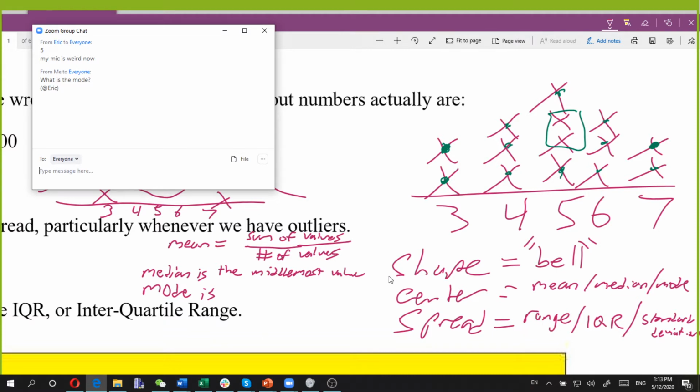Kyle, what is range? Okay, range is the largest minus smallest value. Okay, mode is 5, you're right. Can you give me a general definition for mode? Or tell me how to find it. Okay, Nikita, while he's doing that, what is IQR?